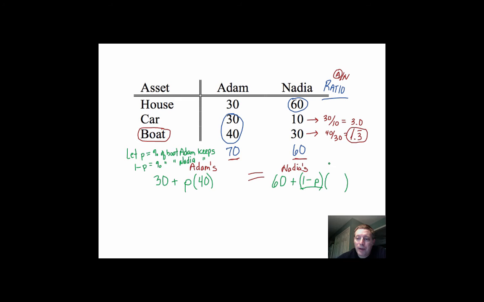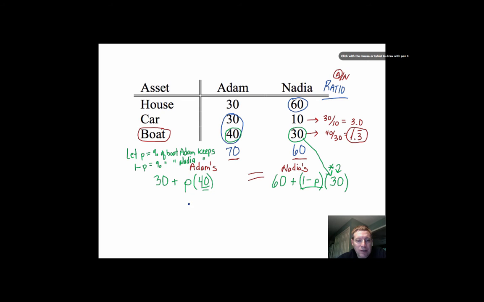the boat points. But here's where you've got to watch out. This boat points that goes right there has to be the boat points from Nadia's perspective. So over here we put a 40 because that's what Adam bid for the boat. In this parentheses we're going to put 30 because it's got to be from her perspective based on her value of the boat. So we're going to take 1 minus P times her value of the boat. So it's very important to make sure you don't put the same number on both sides, because they don't value it the same. Adam values the boat with 40 points of his 100, and Nadia values the boat at 30 points of her 100. But now we've got an algebraic equation.